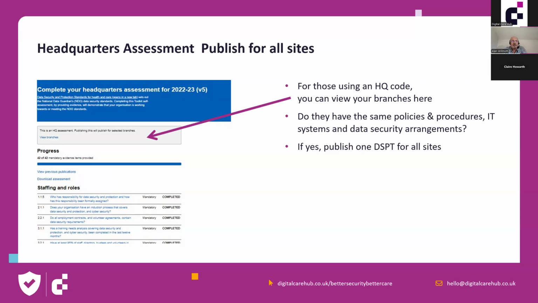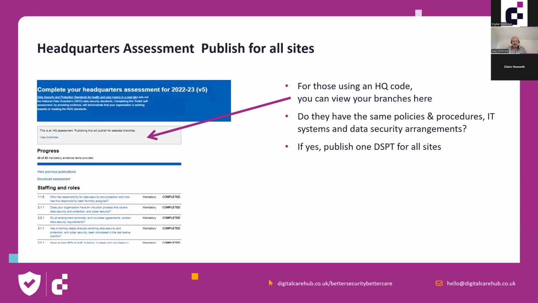Publishing this will publish for all the selected branches. So if you click on the blue View Branches link there, it will open up all of the branches that are available to be linked to this assessment. However, you will need to make sure that all of those locations or services have the same policies and procedures, and that they have the same IT systems and data security arrangements. Because when you click on publish for those services, you're saying that they have responded to the DSPT in exactly the same way as the HQ assessment. If that is the case, then you're able to publish one DSPT for all sites.